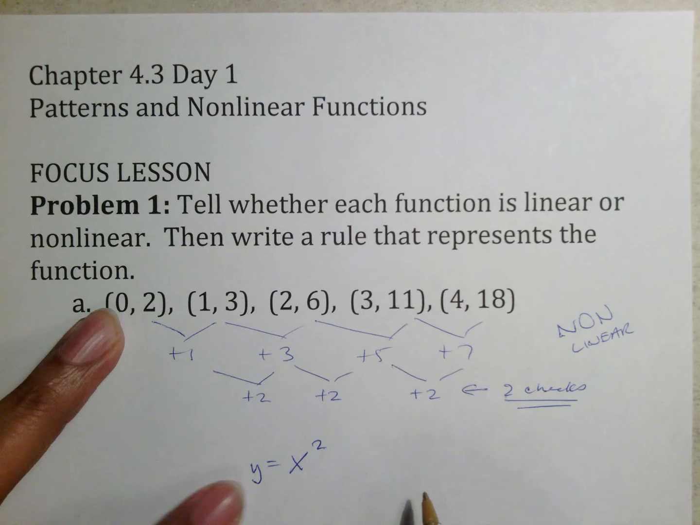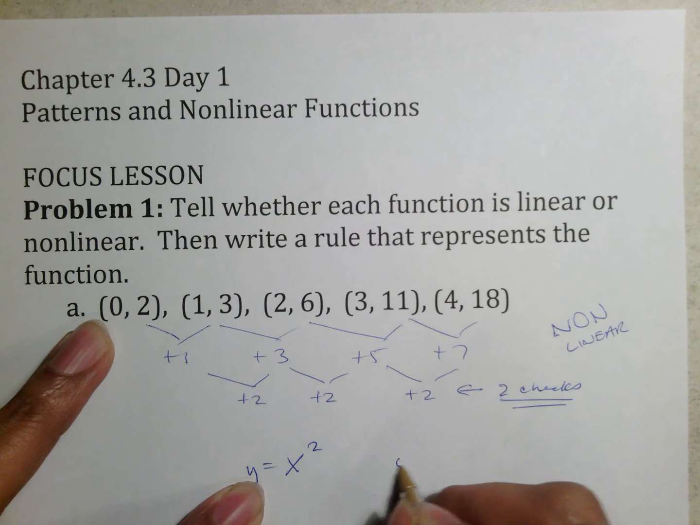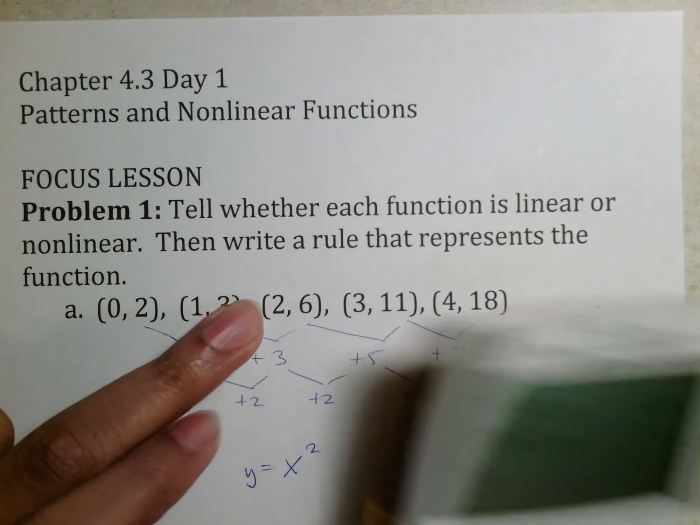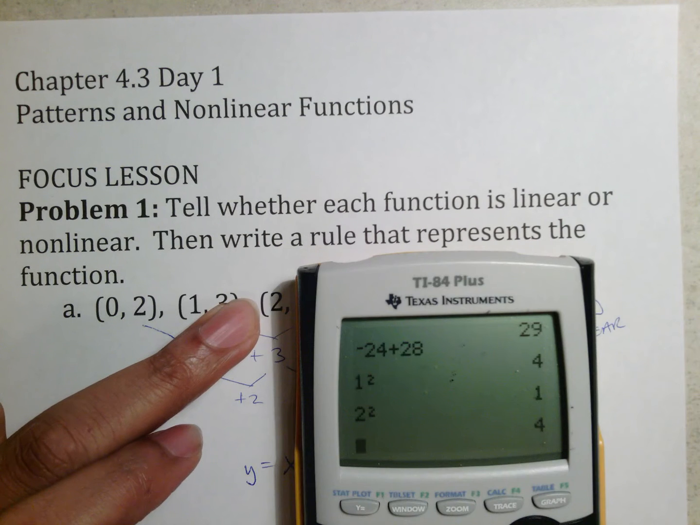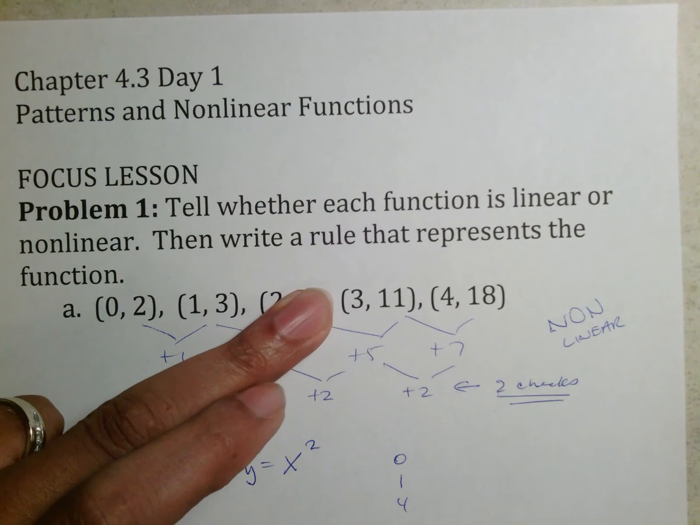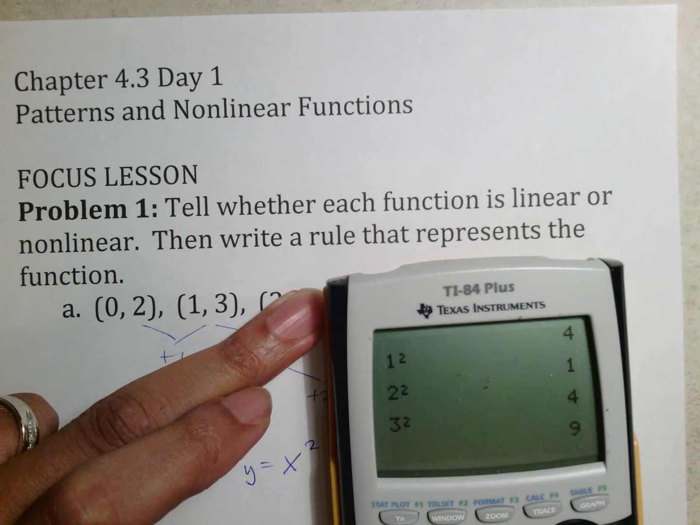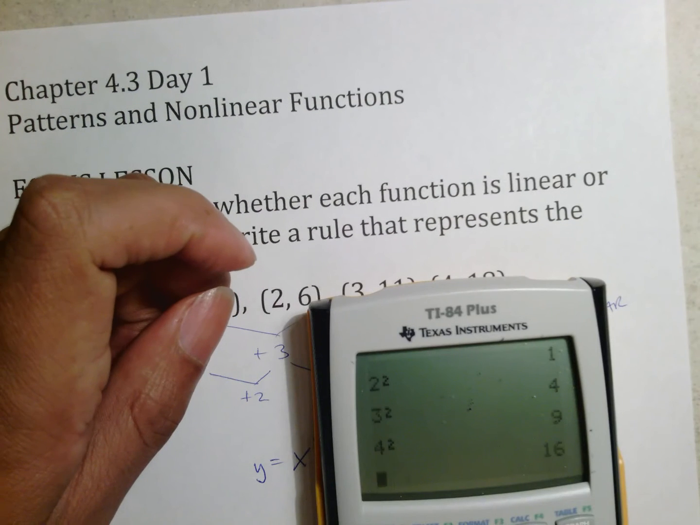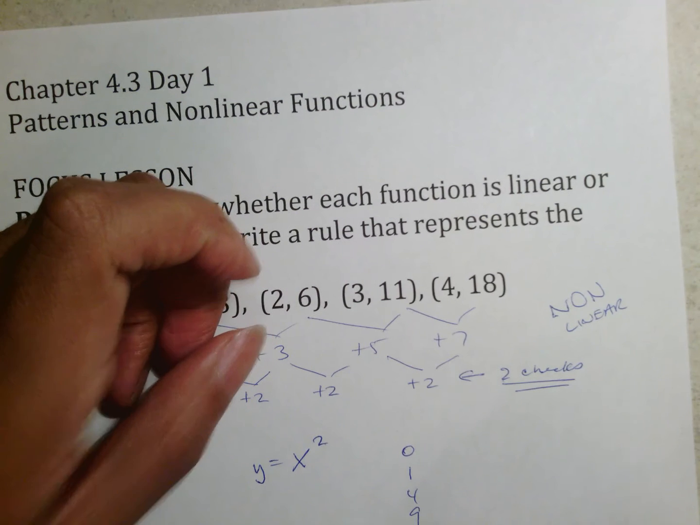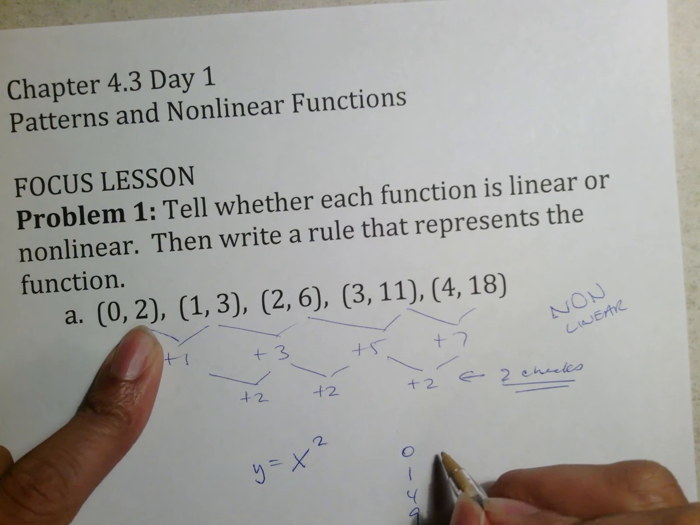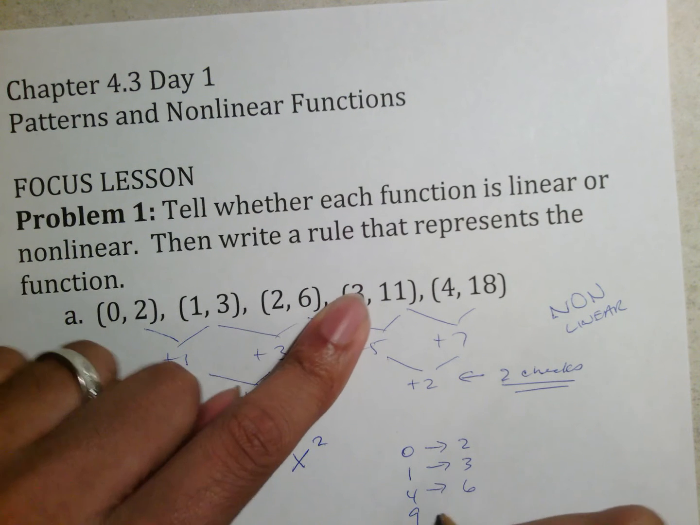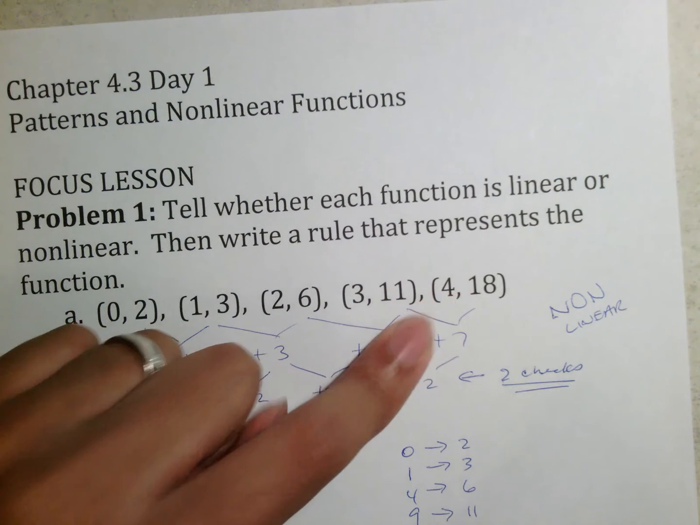I look at the numbers, I plug in 0. 0 squared is 0 times 0, which is 0. 1 squared is 1. 2 squared means 2 times 2, which is 4. 3 squared means 3 times 3, which is 9. And 4 squared means 4 times 4, which is 16. And then remember, we put the numbers as they are right next to it. So instead I actually have 0, 3, 6, 11, and 18.